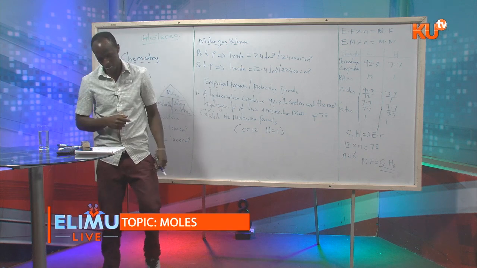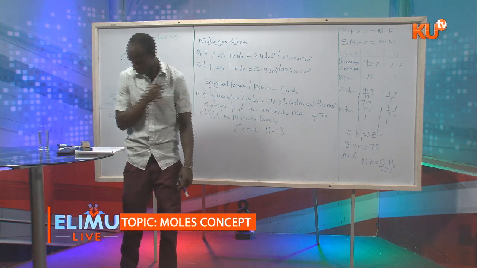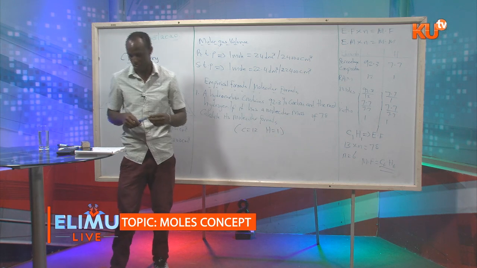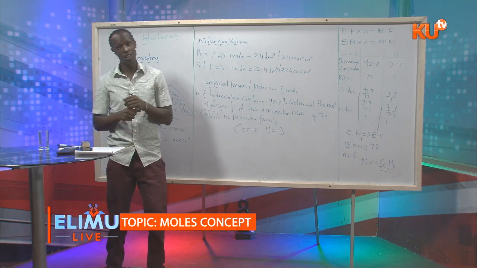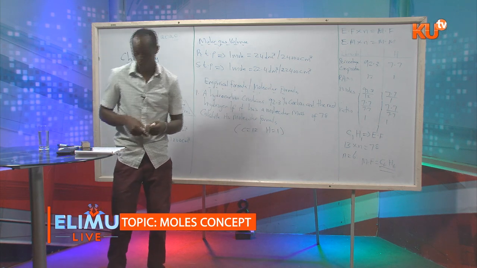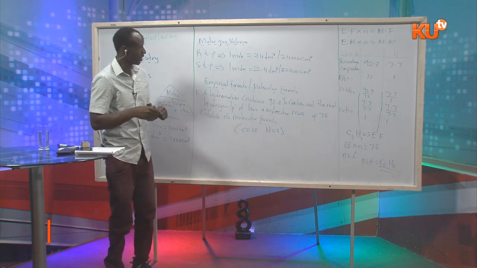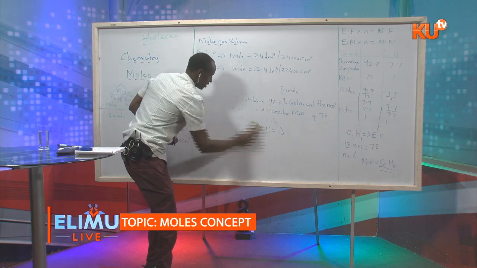Let me repeat it. A compound contains 69.42% carbon, 4.13% hydrogen, and the rest oxygen. If its molecular mass is 242, calculate its molecular formula. Then I've said that RAM, you don't have to worry about RAM. You'll always be given the RAM.